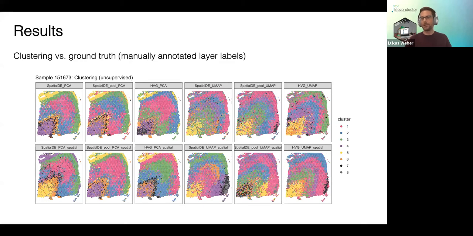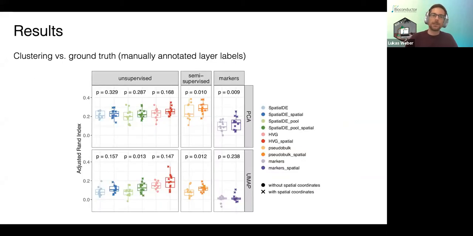Then we tried lots of different clustering implementations to see if we could optimize this. So there were questions of which set of genes to use, whether we use that spatial DE method or highly variable genes. Question of which type of dimension reduction to use, principal component analysis or UMAP. A question of whether to include the spatial coordinates as additional features or not. And in each case, we compared this against the known ground truth from the manual annotation.